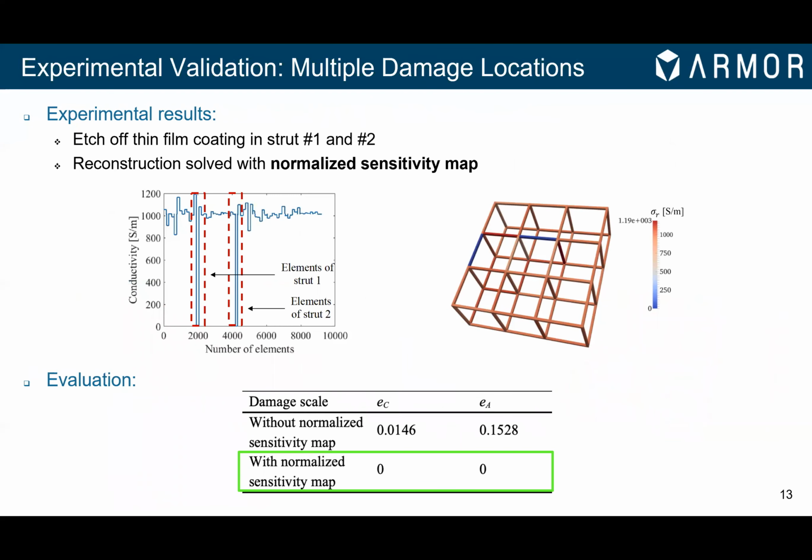Similarly, we can also etch off coating in not just strut number 1, but also strut number 2. And again, with the normalized sensitivity map approach, we can clearly localize damage in these 2 correct locations and see that the error is in fact 0 as compared to the case when we don't have a normalized sensitivity map.